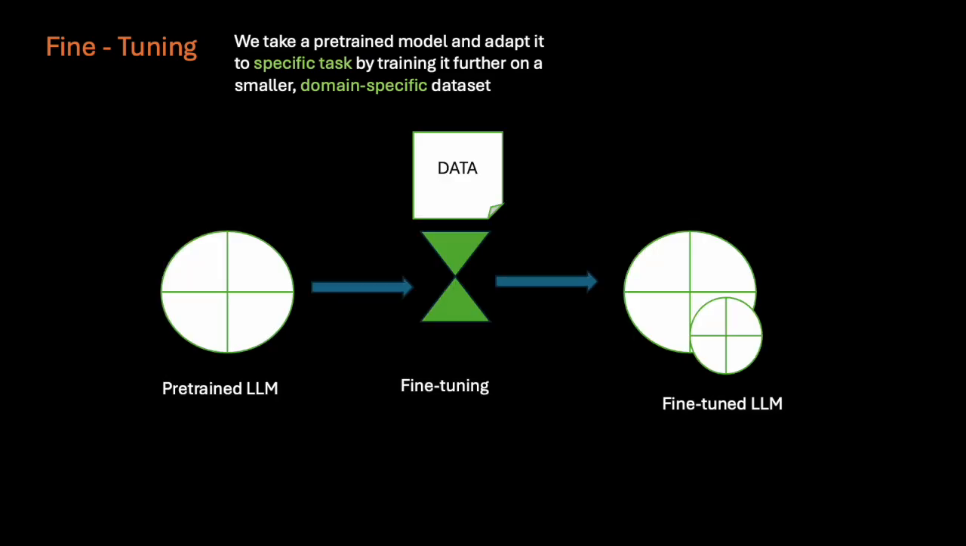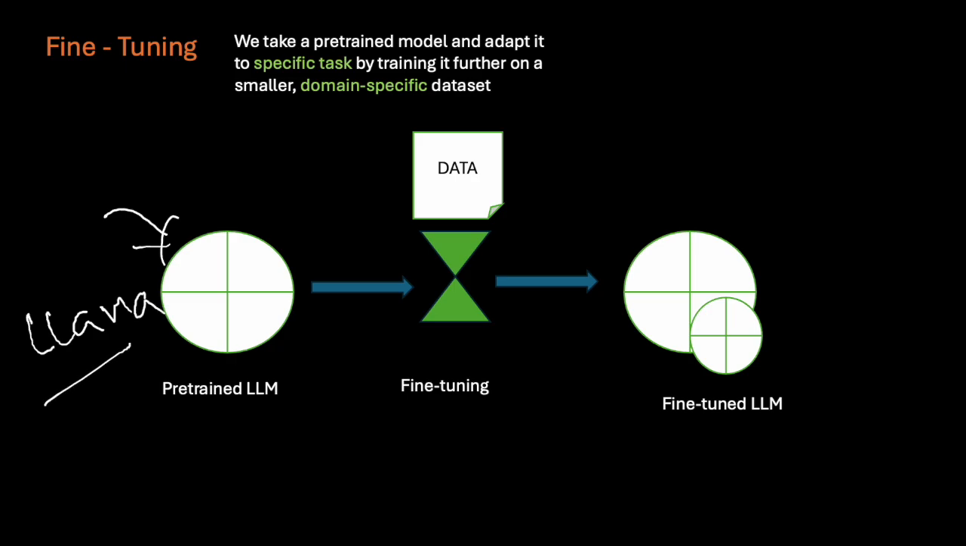By definition, we take a pre-trained model. When we say pre-trained model, here I am assuming a pre-trained LLM, and we try to adapt it to a specific task by training it further on a smaller or domain-specific dataset. For example, suppose we have a pre-trained model here. Now this pre-trained model can be anything. For simplicity, let's just say it is a llama model.